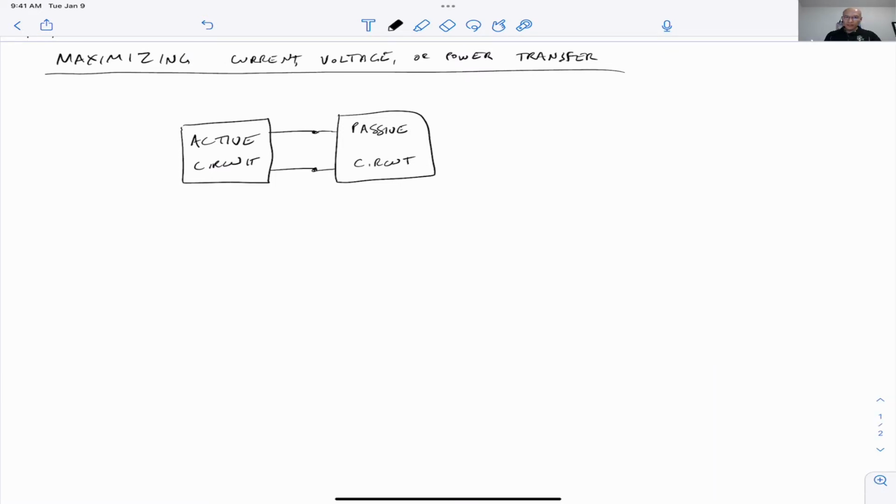What is an active circuit? Well, that is a circuit that has at least one independent source. And a passive circuit will not have any independent sources. It won't have any amplifiers or anything like that. So it just has passive elements. Passive elements could include resistors, capacitors, and inductors. So we would generally think of an active circuit as a power supply and then the passive circuit as a load.